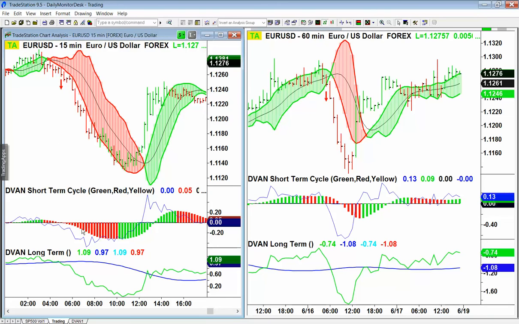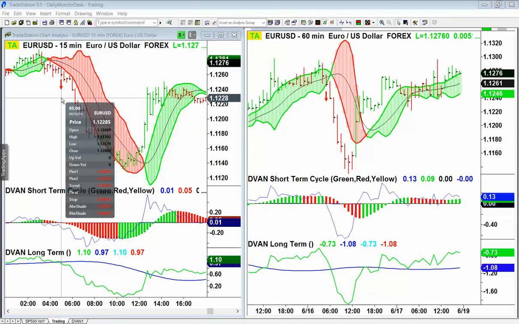The histogram is red and negative. The leading line is negative, and the long-term indicator is also already in a bearish bias. Especially considering that price is working under the cloud or under the cycle at this time, that's indicating that the force is really to the downside. There's no consolidation, and this would be a good time to enter.